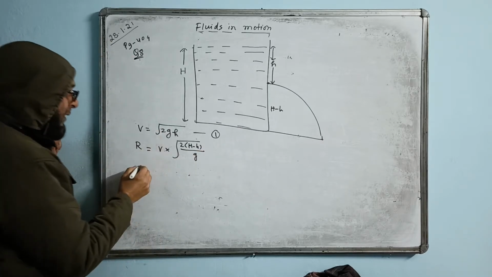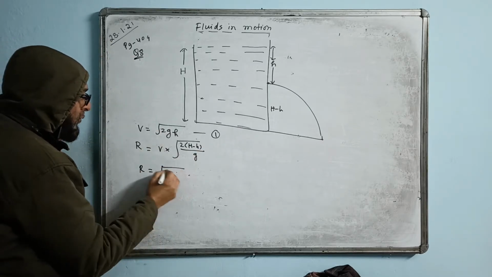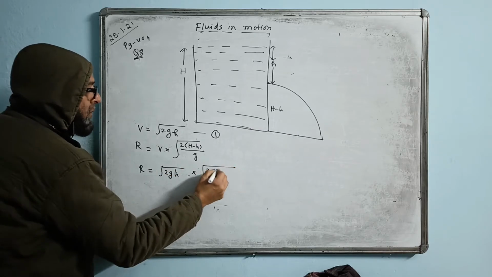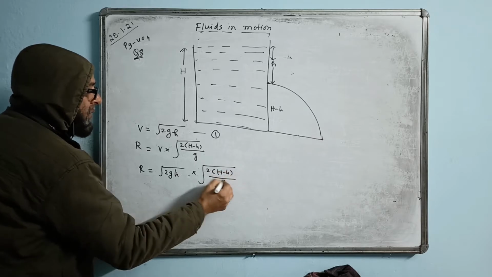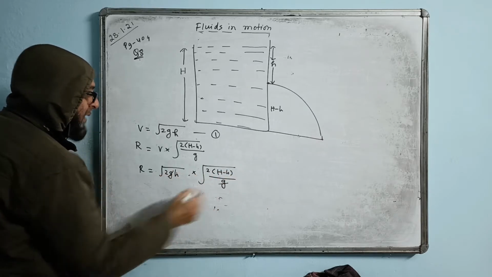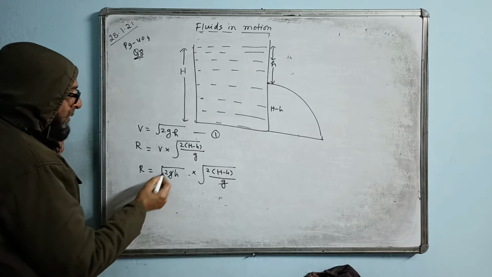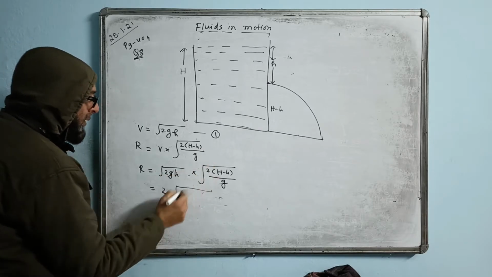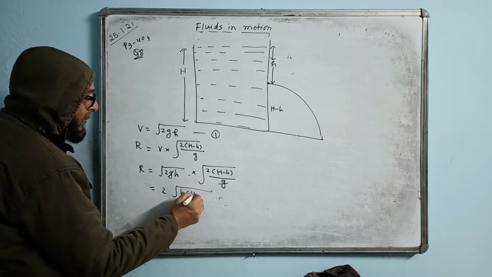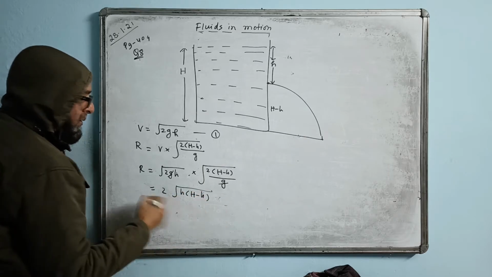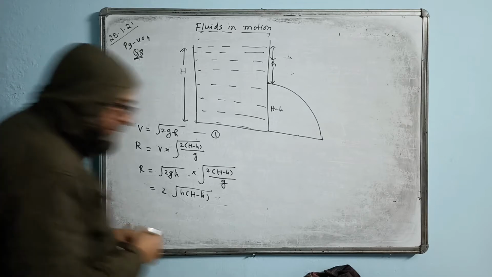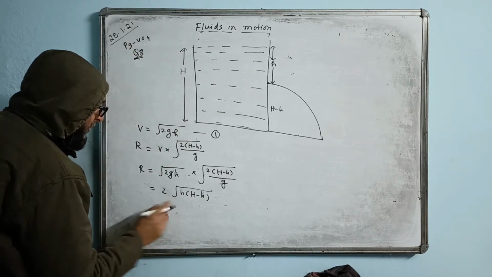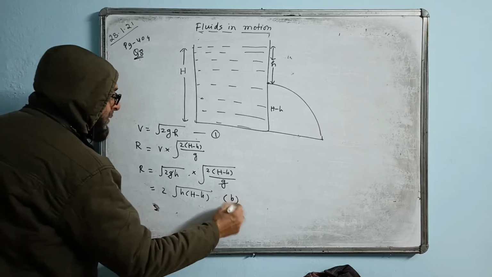I put the value of v. R is equal to root 2 g h into root of 2 into H minus h by g. The g and g will cancel. Root 2 into root 2, the 2 will come out, and the root thing will multiply again, giving the answer root of h into H minus h. So this is the correct answer. Now matching, I think this matches option B. Option B is the correct option.